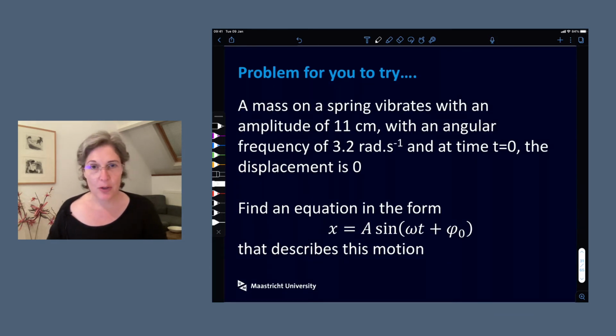So here's a problem for you to try. We've got a mass on a spring and it's vibrating with an amplitude of 11 centimeters with an angular frequency of 3.2 radians per second, and at time t equals 0 the displacement is 0. So your mission is to find the values of A, omega and phi 0 so that this particular equation will describe the motion. So probably stop the video here, take a moment and see what you can do.